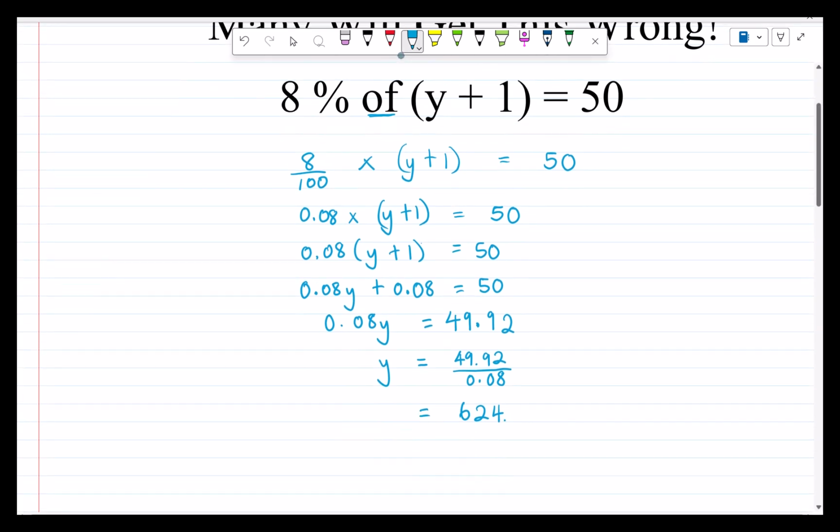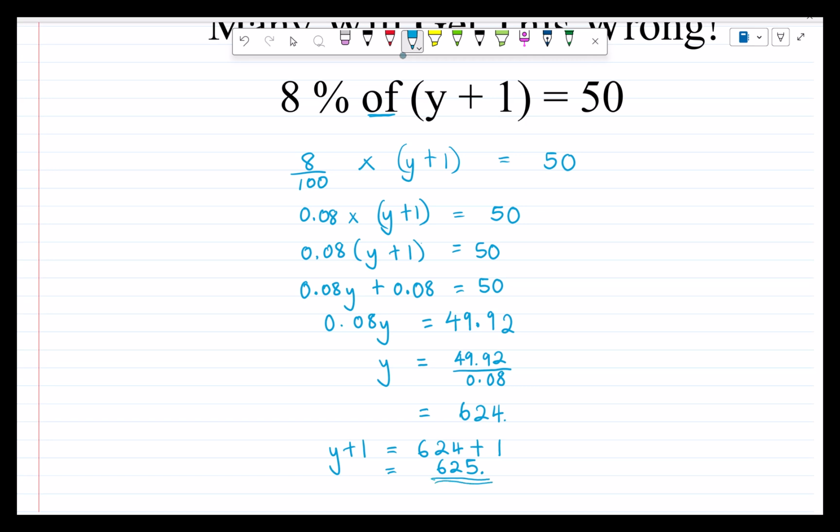624. So now we have gotten what the value of y is. But remember, the question says 8% of y plus 1. So y plus 1 is equal to 624 plus 1. And we get our answer as 625. So 8% of 625 gives us 50. This is the final answer.